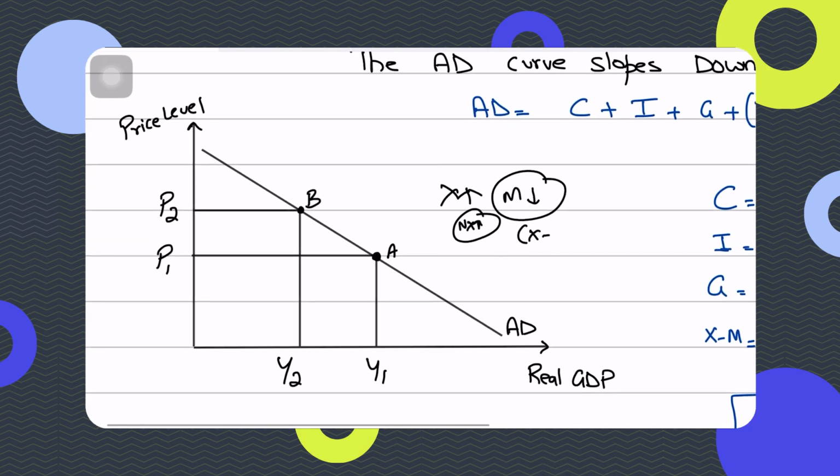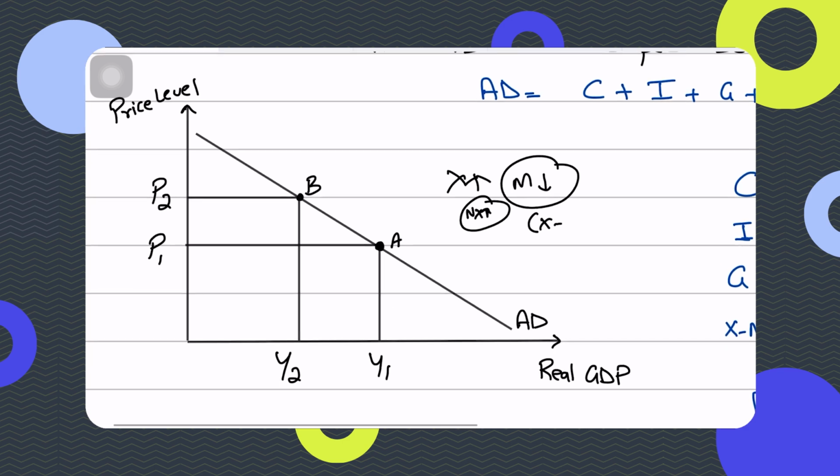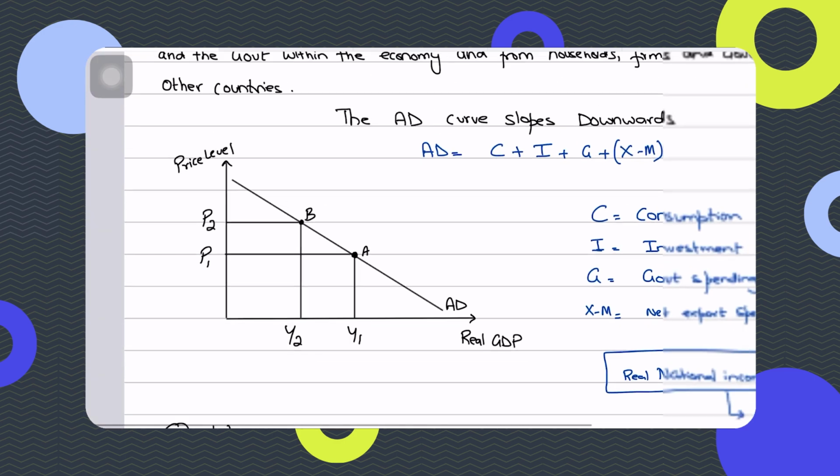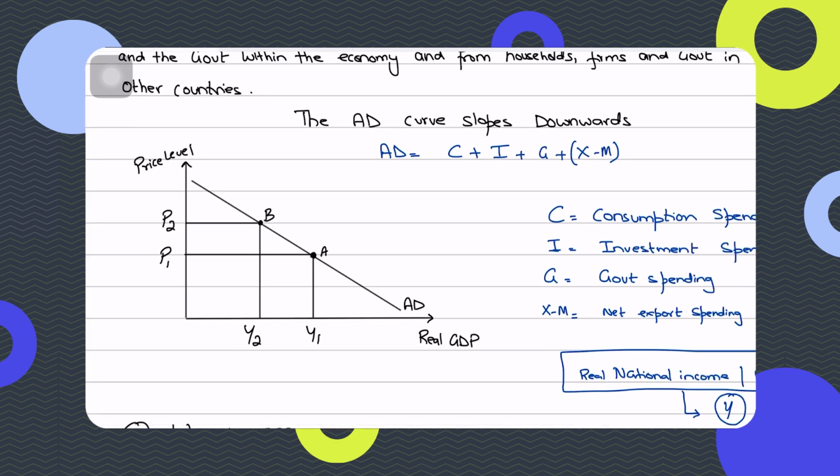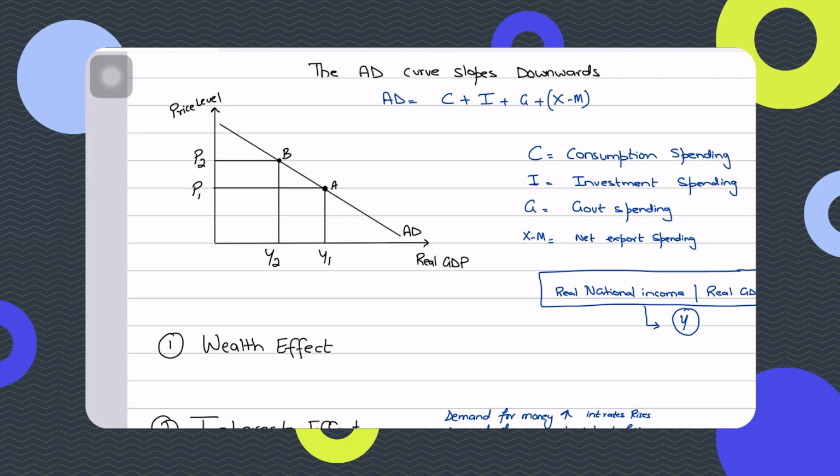And now in the next video, we're going to be discussing the factors that could potentially cause a shift in the aggregate demand curve. When would aggregate demand shift up and down, right and left? And we're going to be discussing the individual components of AD as well, and the factors that could influence consumption spending, government spending, and net export spending.